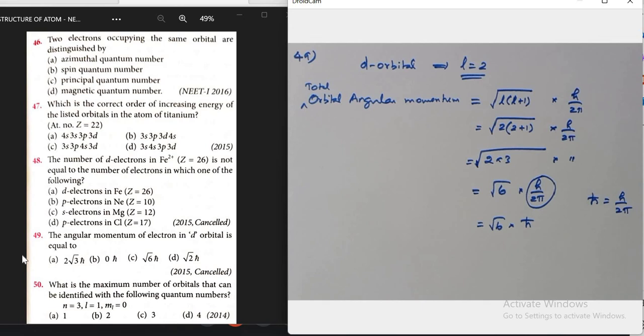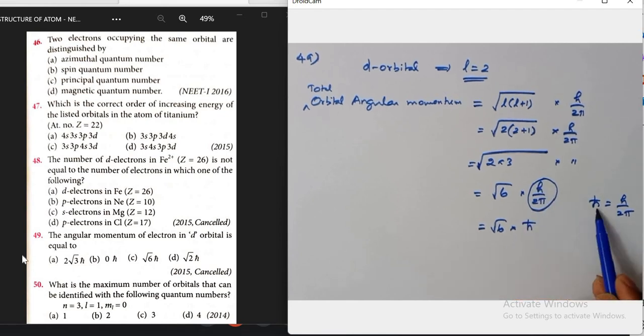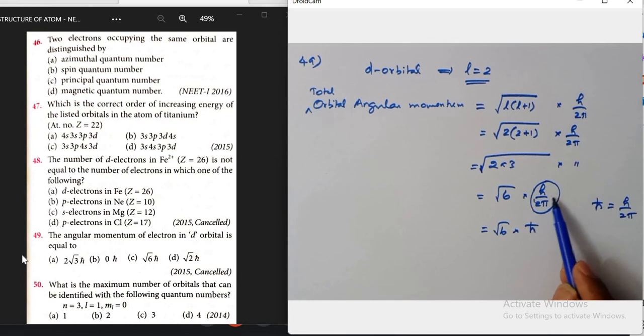Sir, one doubt. It's root 6, so it won't get divided by 2, right, sir? Yes, root 6, so it won't get divided by 2. No, you should not divide this by 2, because see the options, in all the four options h cross is given. H by 2 pi is nothing but h cross, so you should not disturb this. Keep this as such.